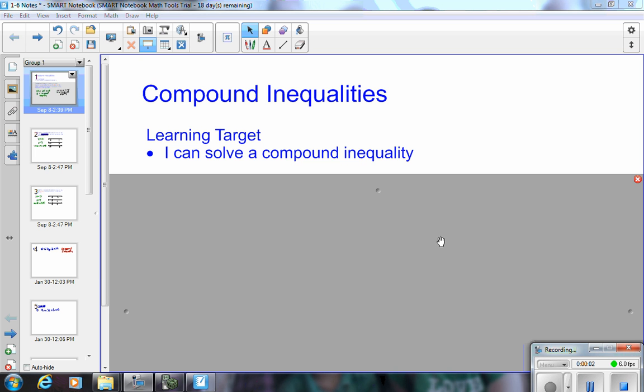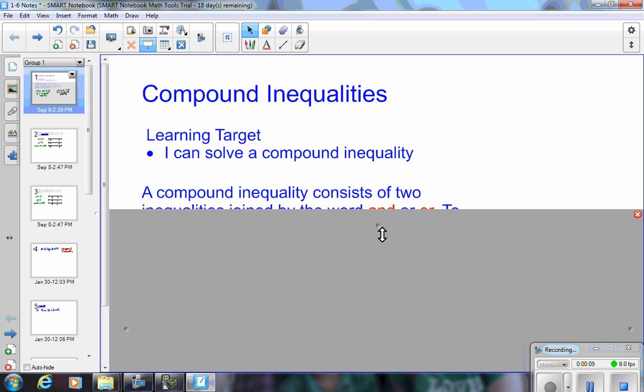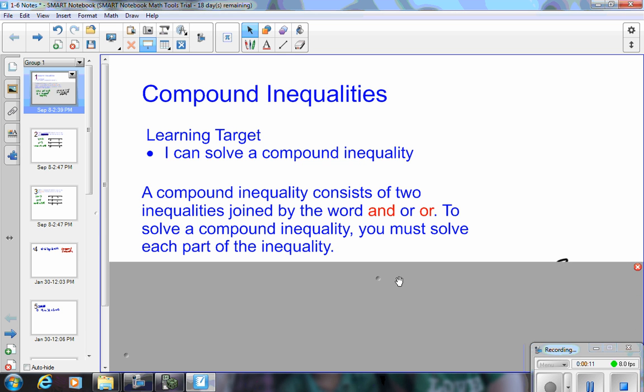Today we're talking about compound inequalities. Your learning target for today is I can solve a compound inequality. First of all, let's define what that means.